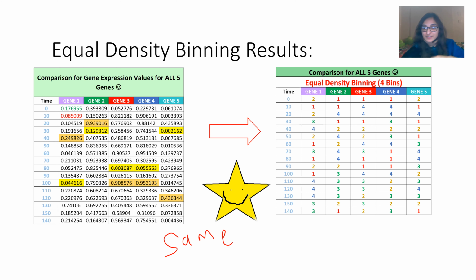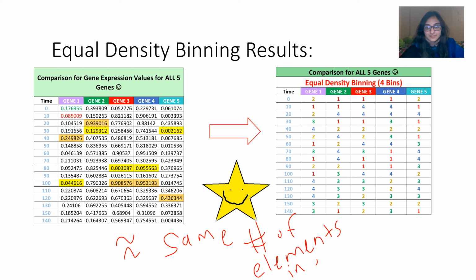But if it's not exactly divisible, they should have approximately the same number, give or take a couple. So usually the same number of elements in each bin. So that's how you would do that.